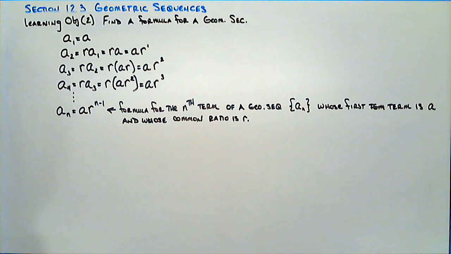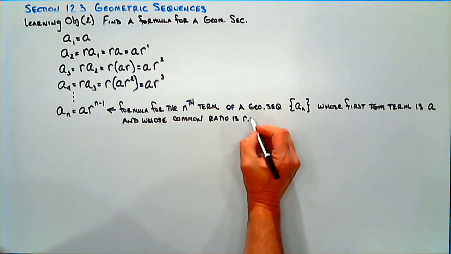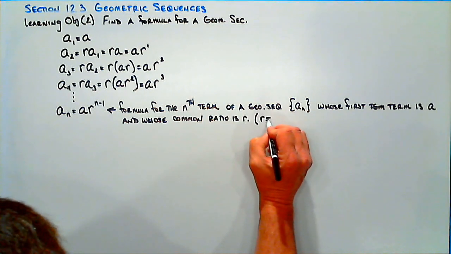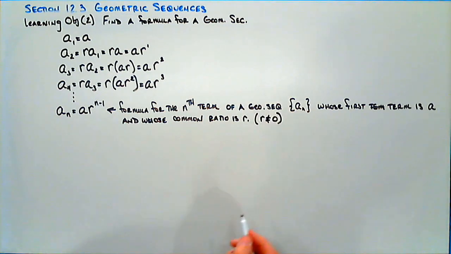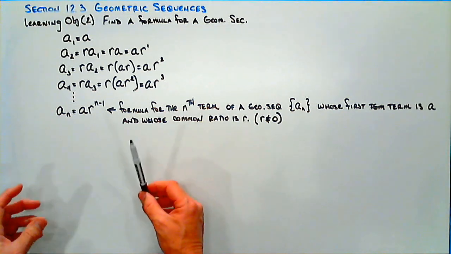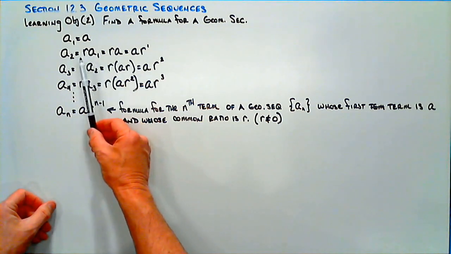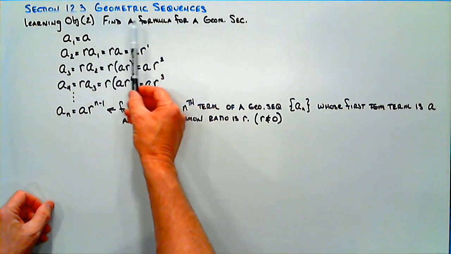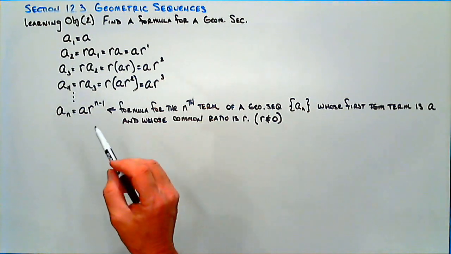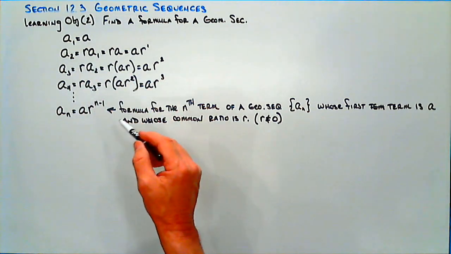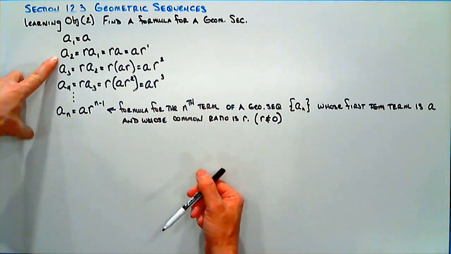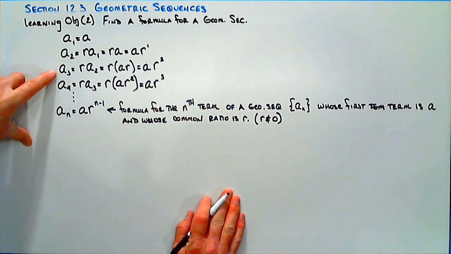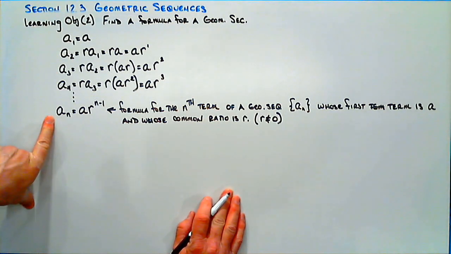Now, remember, we have a rule here, right? We have a rule about R. R cannot be 0. Why did we say R couldn't be 0? Previously, I said we'd come back and we'd look at that. So let's take a look at it now. If R is 0, then every term after our first term is going to be 0. And that's not going to be a geometric sequence. A geometric sequence says we have to be able to determine this term by multiplying by R. So if all the terms are 0, that's not going to be geometric.